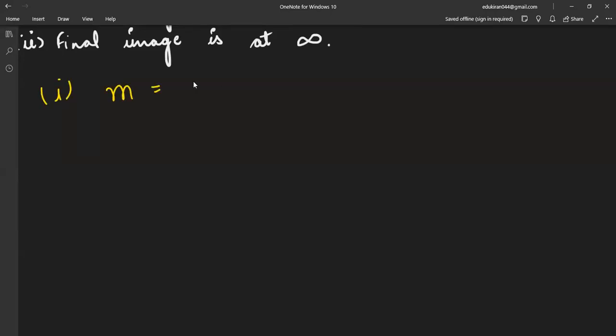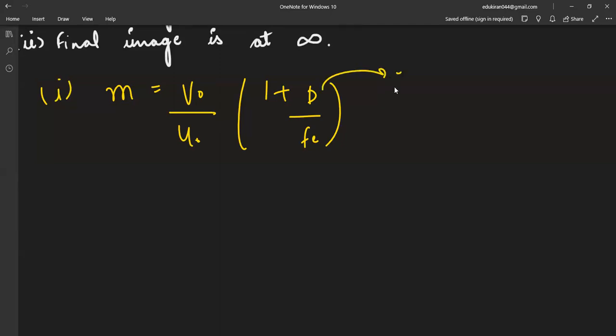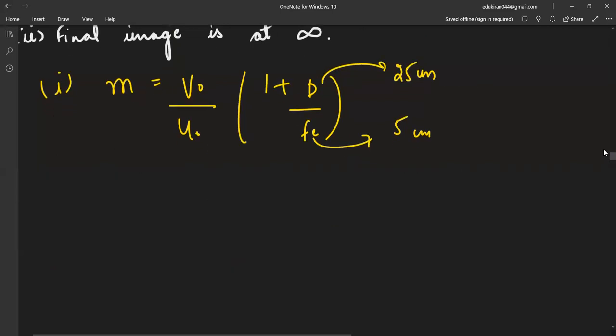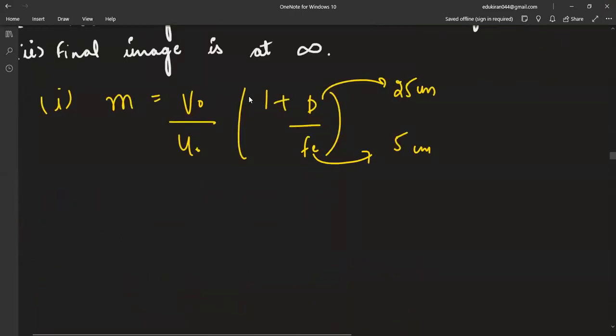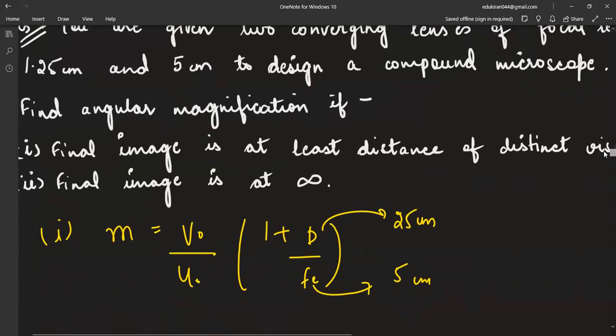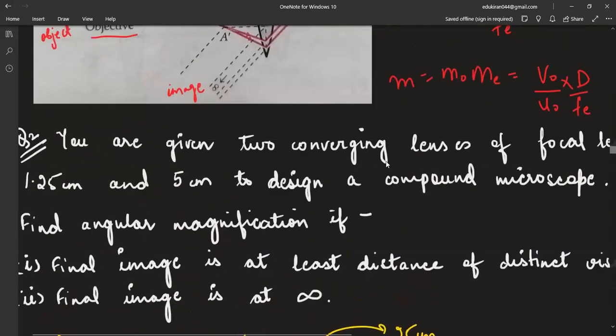For the first part, we will use V naught by U naught times 1 plus D by FE. This is the formula. So D, we know it's 25 centimeters. Again, we don't have to use the sign convention here. And FE is given as 5 centimeters. Focal length of the lens, we know. But we have no information about V naught. Rest of the things we can calculate, but we have no information about V naught.